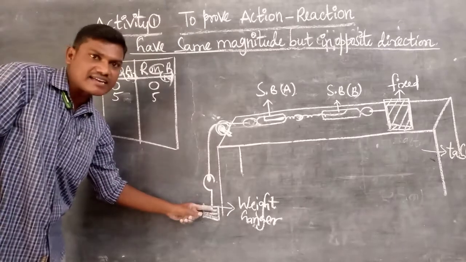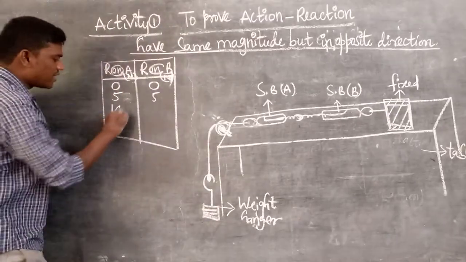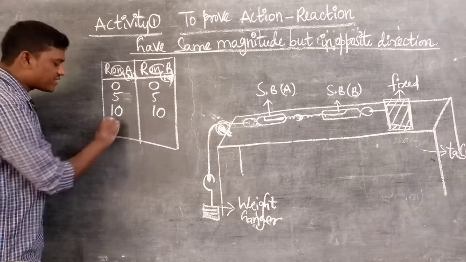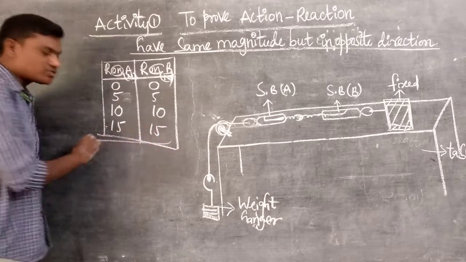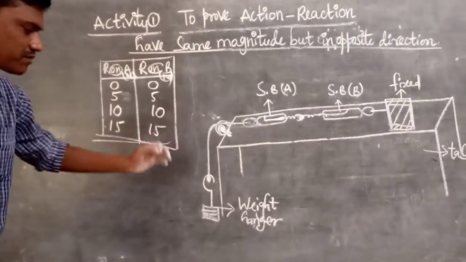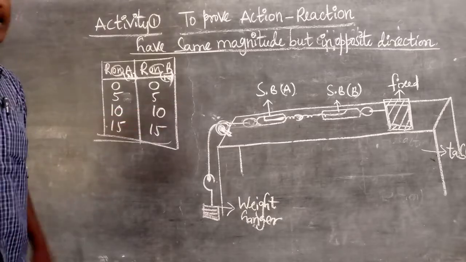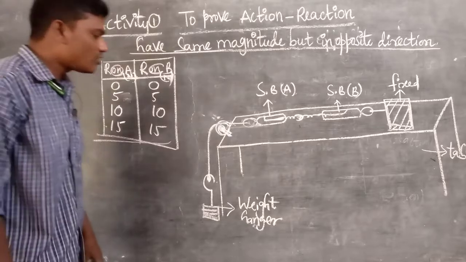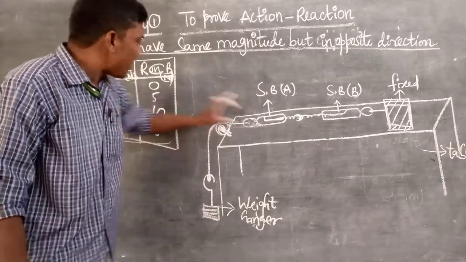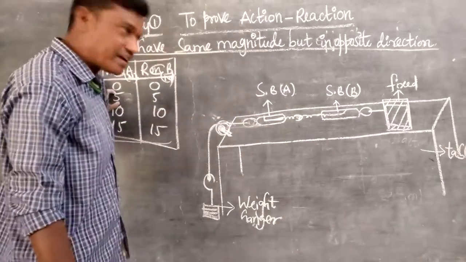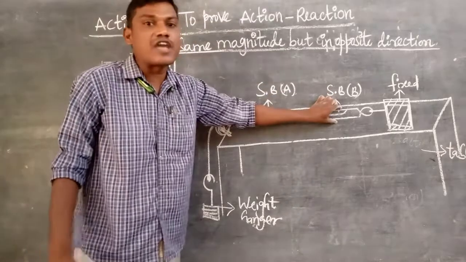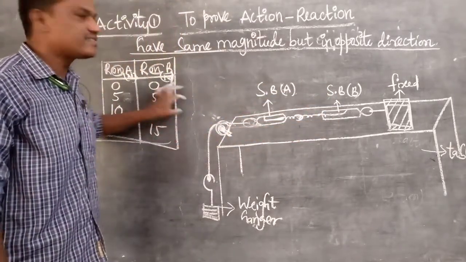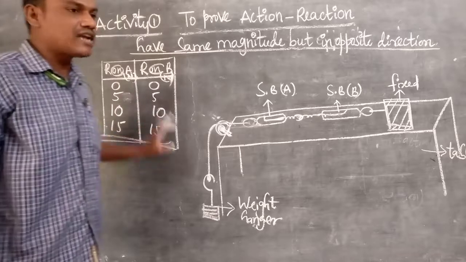Next, you add 100 grams. At that time, 10. With 150 grams, 15. So if you repeat that experiment, up to the elastic limit, you observe that if spring balance A shows a 5 Newton reading, B also shows 5 Newton. If it is 10, B is also 10. If it is 15, it is also 15.